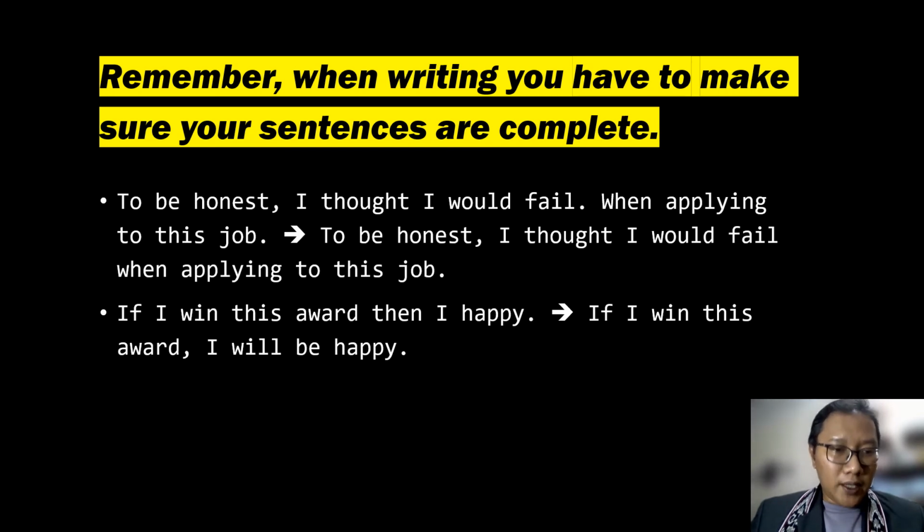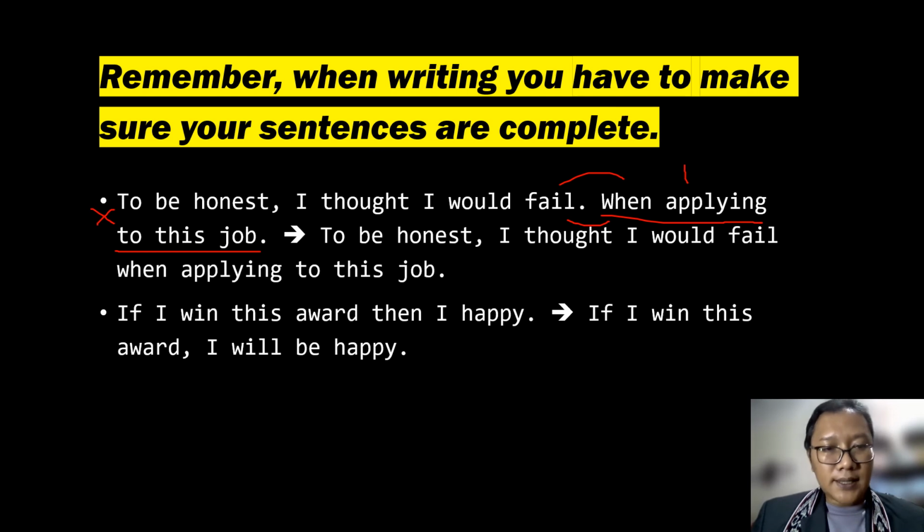The first one, both have errors. The first one: To be honest, I thought I would fail. It starts with a new sentence, while this one is only a prepositional phrase, "when applying to this job." There is no verb here. We only have the subject, applying. So this is incorrect. It's not complete. The correction is like this: To be honest, I thought I would fail when applying to this job. So we have to combine these together to make it a full complex sentence.